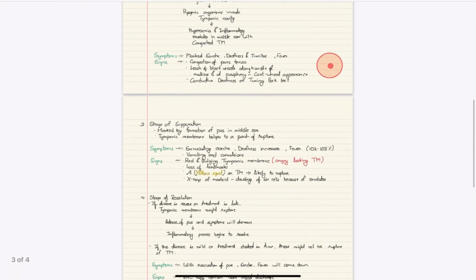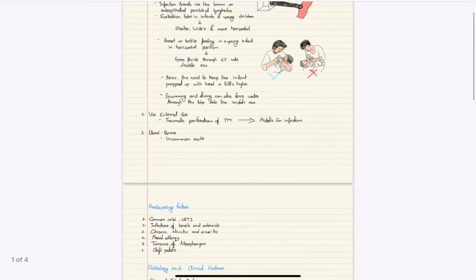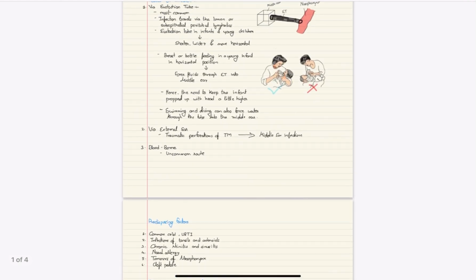So lastly, all cases of acute suppurative otitis media should be carefully followed till tympanic membrane returns to its normal appearance and conductive hearing loss disappears.